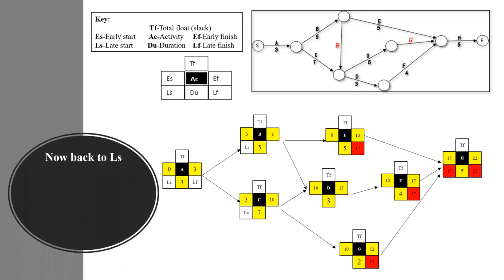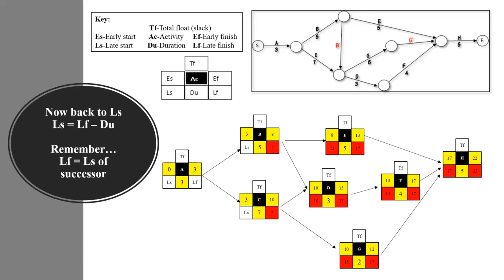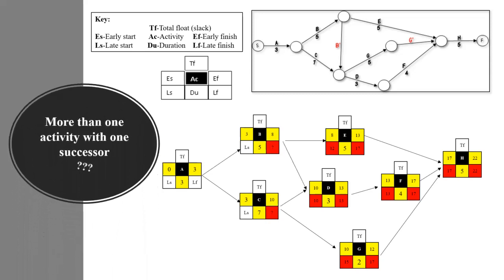Now let's go back to calculating latest start. Now remember, latest start is equal to latest finish minus duration. So for F, the latest start is equal to 17 minus 4, which gives 13. For E, 17 minus 5, which gives 12. G, 17 minus 2, which gives 15, and D, 13 minus 3 to give 10. Do we have a problem?